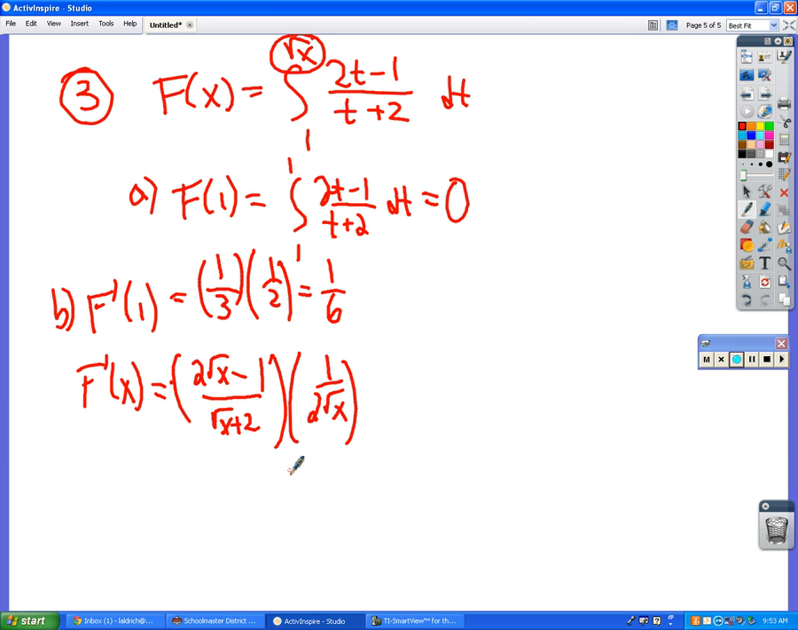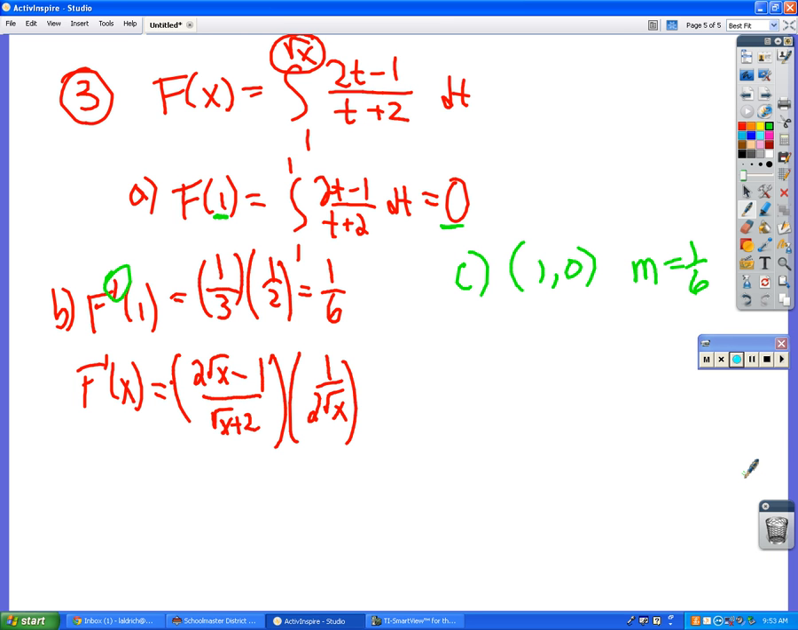Okay, C, find an equation for the tangent line to the graph of f at the point where x equals 1. Okay, well we already have all the information we need in order to solve this. You need a point, okay, and we already figured out that point. We figured out that when x is 1, y is 0, so we know our point is 1, 0, right? And you need a slope. Since the derivative is the slope, we figured out the slope is 1/6.